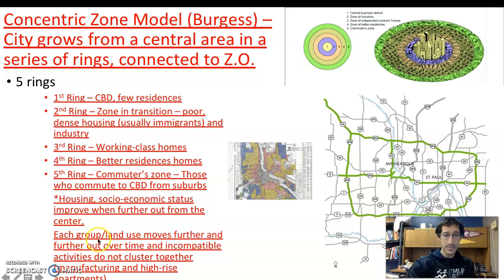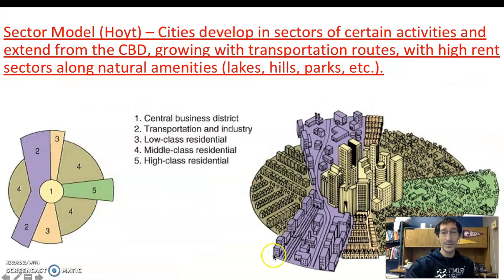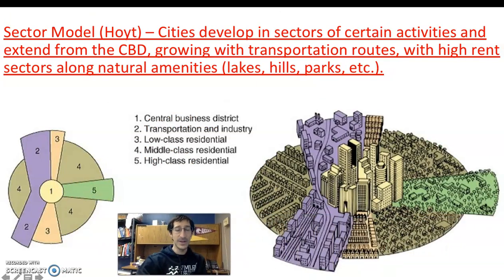And so each group or land use moves further and further out over time when it's considered incompatible with the activities that do not cluster together. So, i.e., manufacturing and high-rise apartments typically don't go well together. Neither do suburban homes and manufacturing. So again, that's why this is constantly in transition as you begin to see things move further and further out. So within the second model, all three of these models follow the same general concept, but again, develop into different blocks and models of where do you find these things and why.